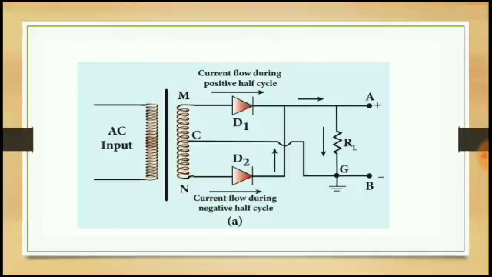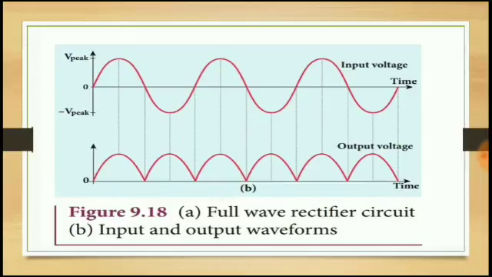And the next one is the full wave rectifier. See, this is the transformer and these are two diodes, D1 and D2, and M1 M2 on the coil where the current flows, and R is the load resistance. A and B are the positive and negative of the applied voltage. Okay students, now come to the input and output.